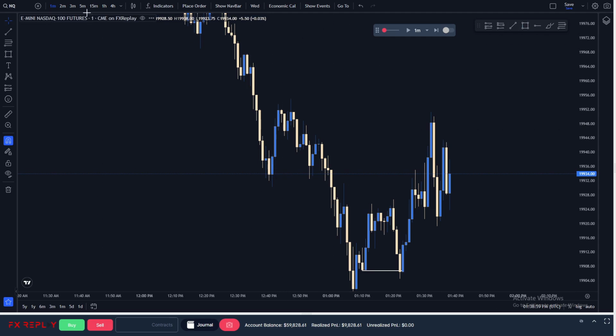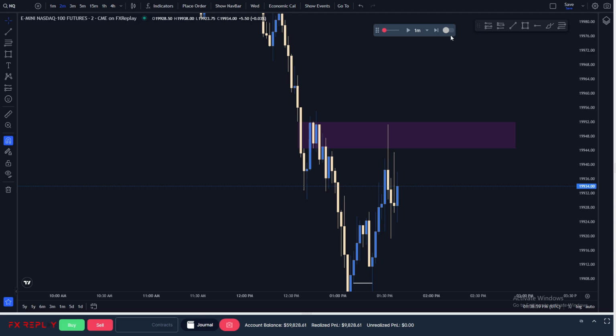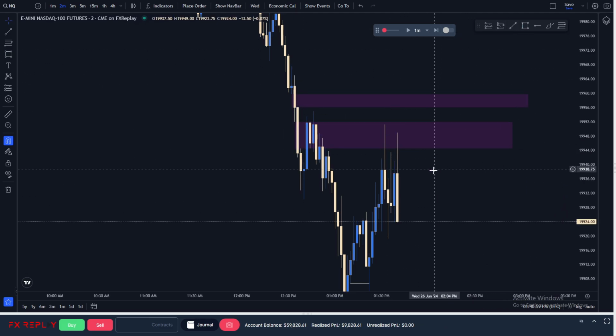We have this one. Oh no, let's go 2 minute. There's not much fair value gaps. Yeah, 2 minute we have a better one right here, but then we also have one up here. I'm just gonna be marking those. Okay, this is an extremely good reaction.